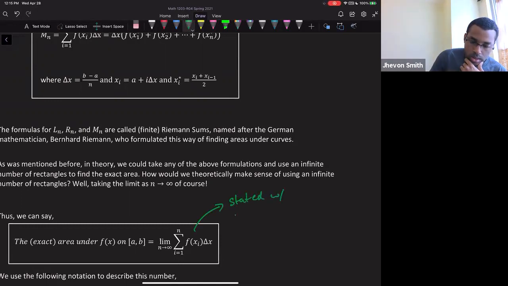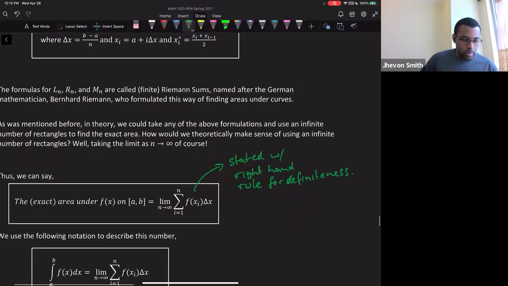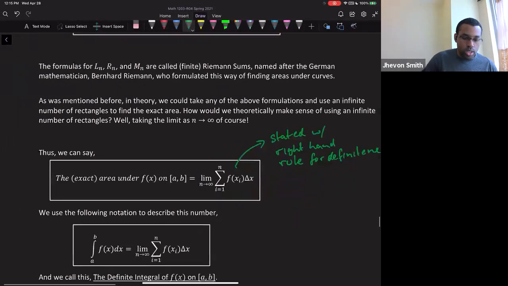Stated with the right-hand rule for definiteness. That might be a word, we don't know. And this is the notation we use for that.